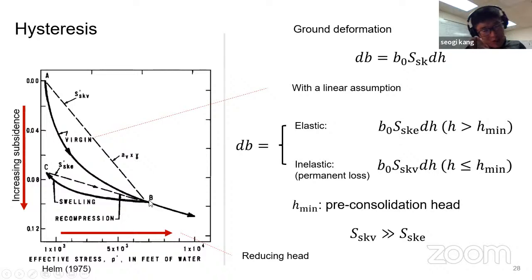When the head level is increasing, you can think of that as a recharge event, and it follows this curve, where the slope is not too high. But for reducing head, the slope is much steeper. If we make a linear assumption, we can rewrite this: for the elastic case, it follows the slope SSKE, where E means elastic, and for the reducing head, it follows SSKV, which means inelastic and permanent loss. The important part is that SSKV, which stands for the inelastic deformation, is much greater than SSKE, the elastic part. This imbalance generates the large subsidence that we're measuring in the InSAR data.